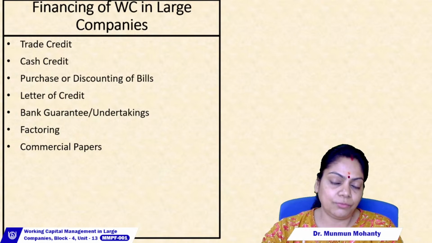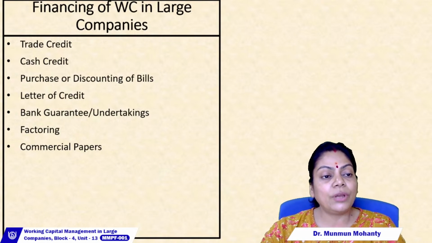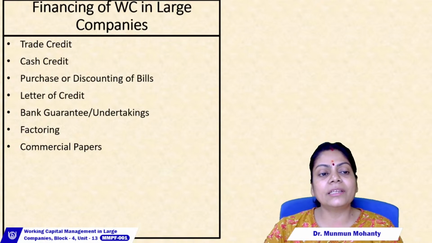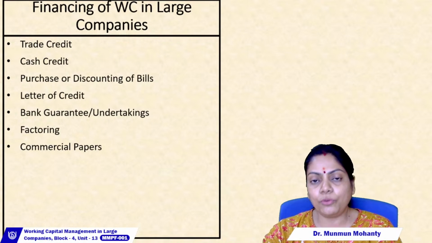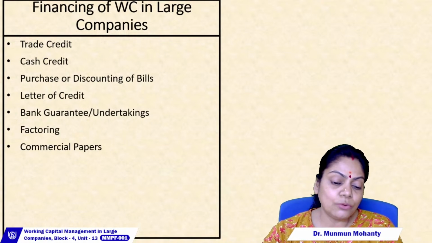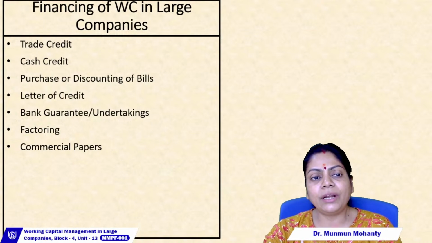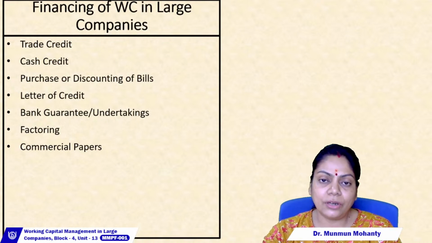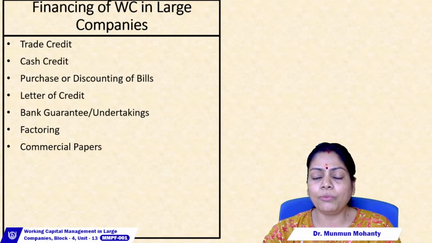Now we know the large companies. In large companies there are at least so many kinds of finances available. Here I'm talking about only 7 sources. If you browse for working capital finance, you can see a list of 15 to 18 sources of finances, but here I'm talking about only the most popular 7 sources which companies can tap to get working capital finances.